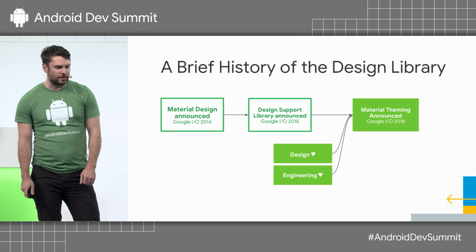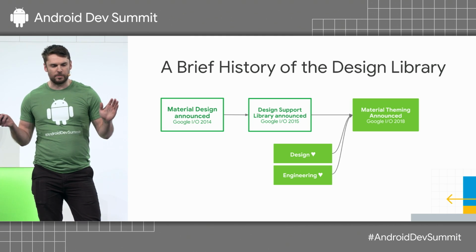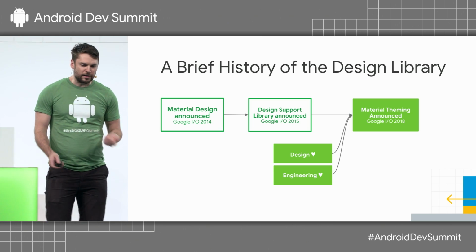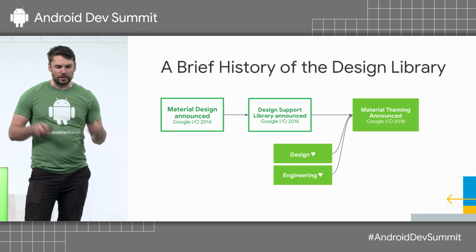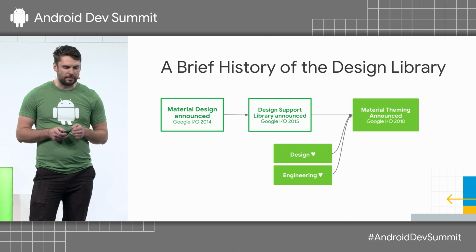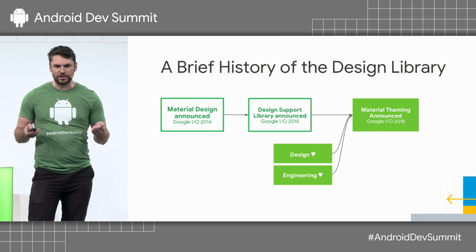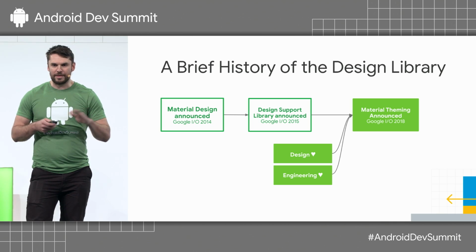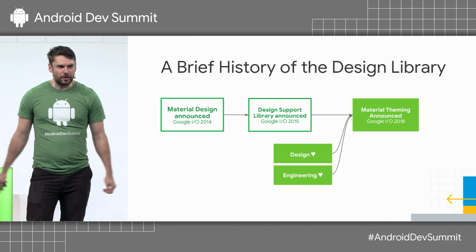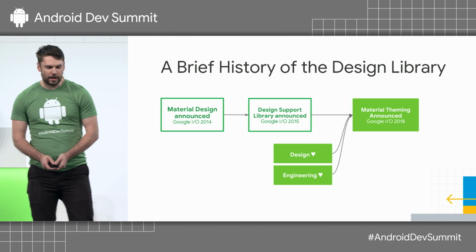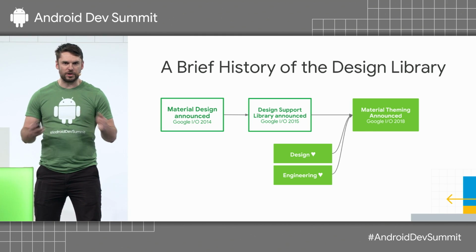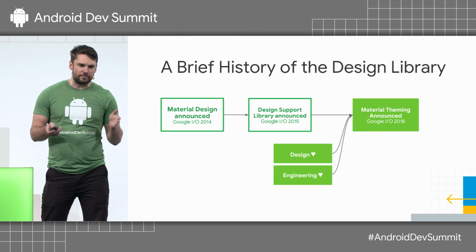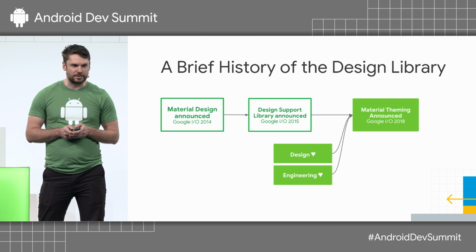So quickly, just a brief history of the material design library. Material design was first announced in 2014, and there wasn't a design library. Then at I/O in 2015, a year later, Google finally announced the design support library, which helped bring a lot of code for material design for certain components, including navigation drawer, floating action button, snack bar, etc. But there still wasn't that much. And at I/O this year, we announced material theming with the explicit goal to have a larger engineering team behind it. So we're working on implementing a lot of the components based on the material design spec.